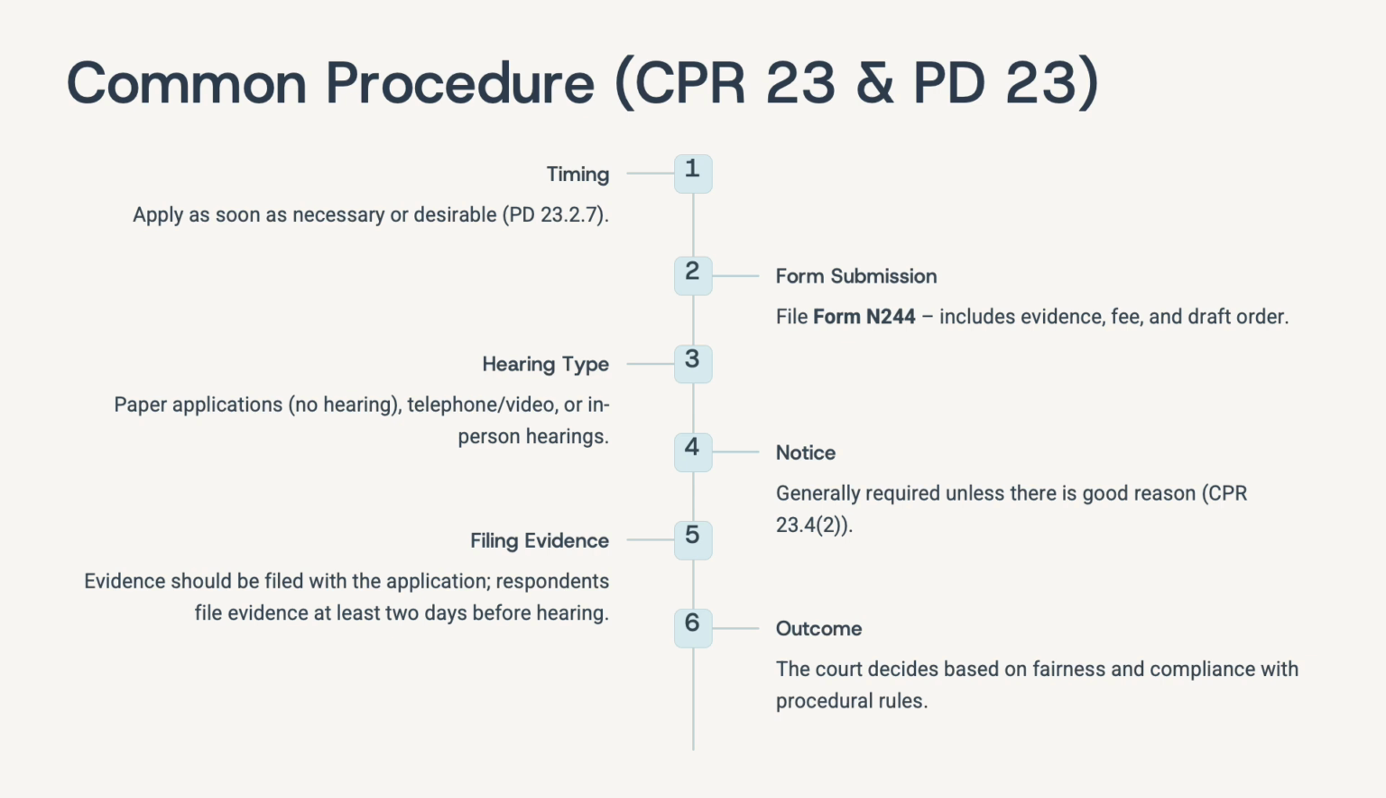Next, you must serve the application notice and evidence at least three clear days before the hearing. Clear days means you exclude the day of service and the day of the hearing. It is a classic trap for the unwary. A clear day means one complete day. The respondent should then file their evidence at least two days before the hearing, and a costs schedule, Form N260, at least 24 hours in advance.